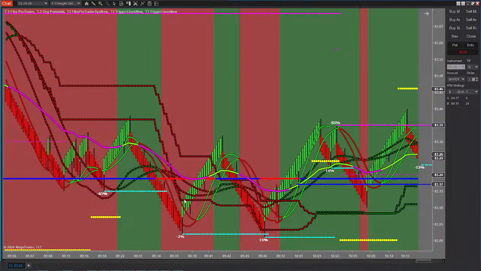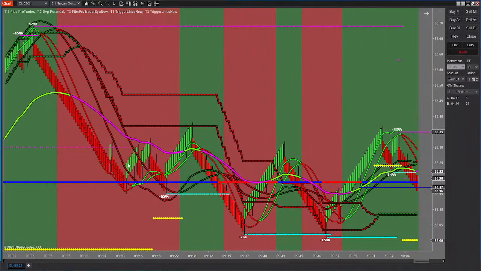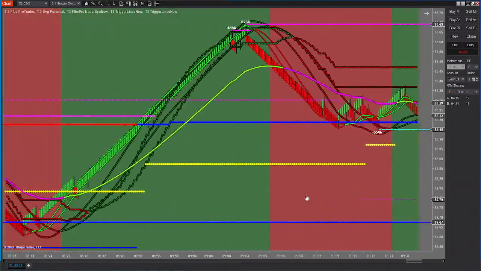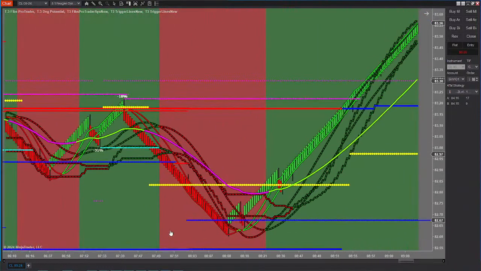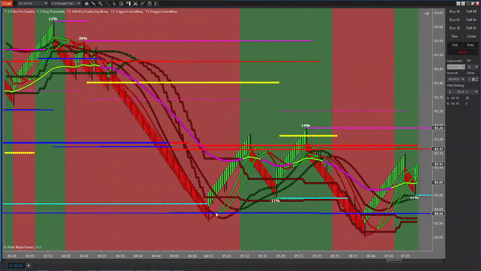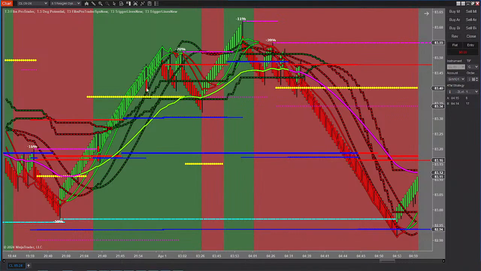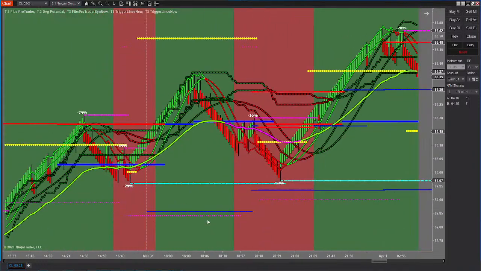So there's the pullback to the triggers and it gets run over. And there's the pullback to the triggers and it keeps going. And there's the pullback to the triggers and it tries to go up and then it pulls back to the triggers and gets run over.